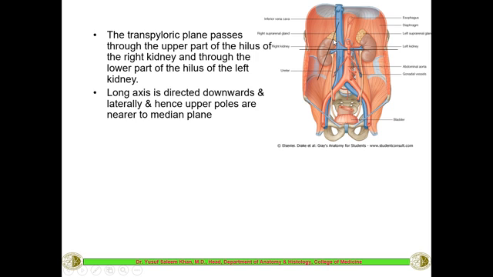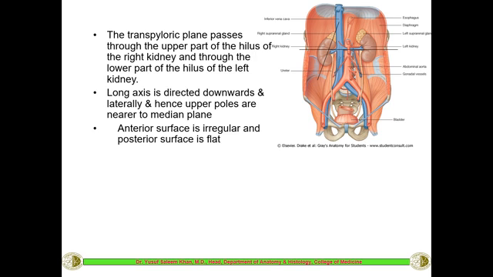The upper pole is closer to the median plane on either side, in both kidneys, and the long axis will be passing like this. So the upper pole is more towards the median plane compared to the lower poles. Lower poles are away. So this line, which is the long axis of the kidney, is directed downwards as well as laterally away. Okay.